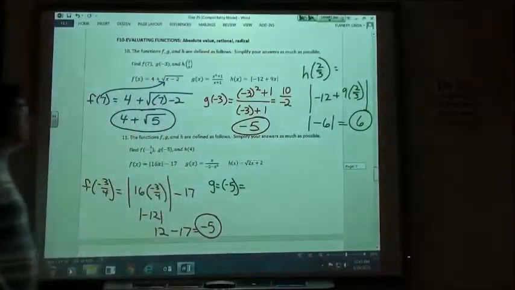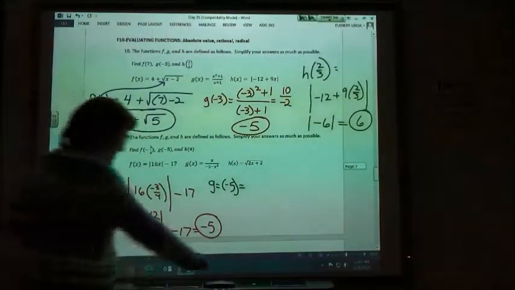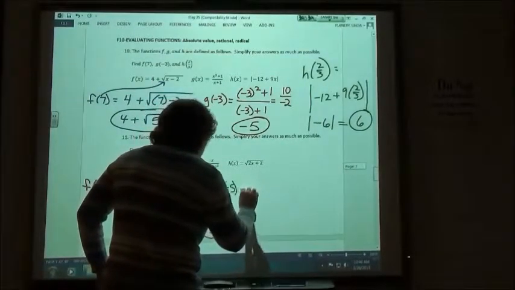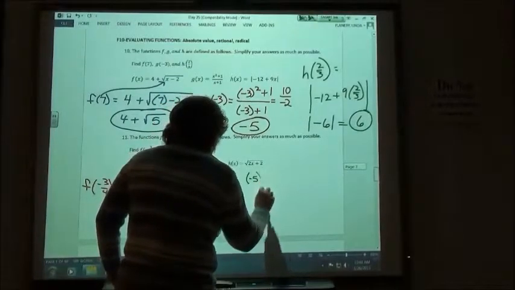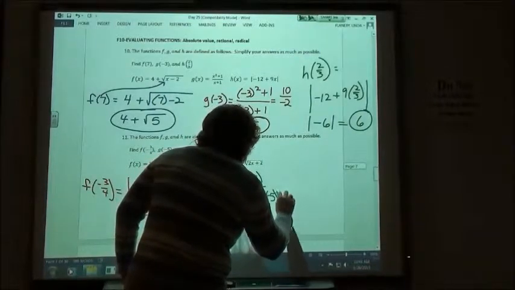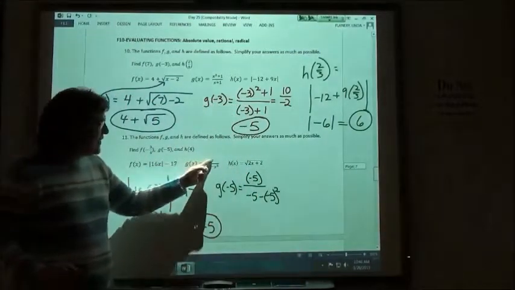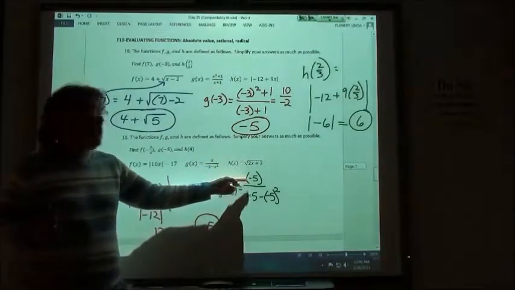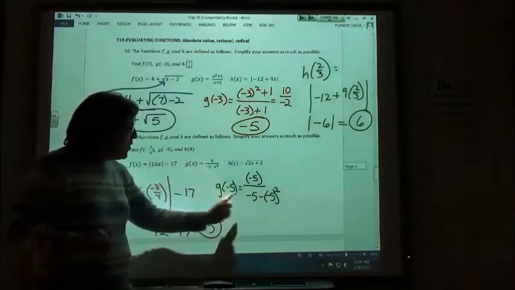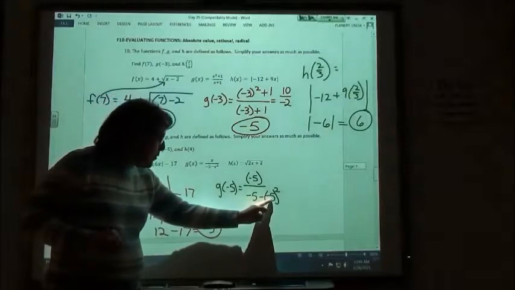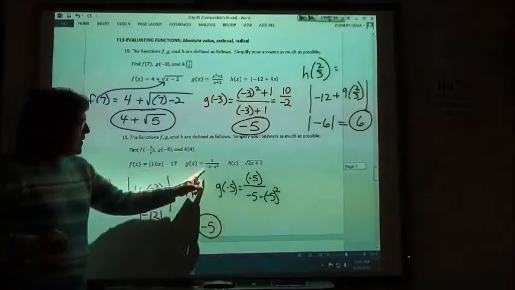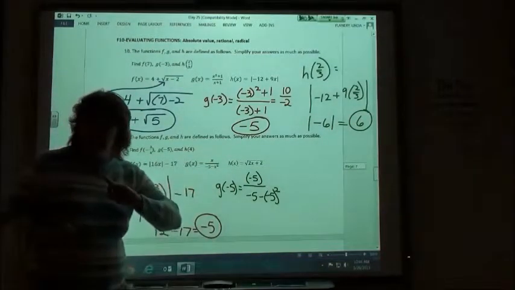So, how am I going to write that one? g of -5 equals -5 over -5 minus (-5) squared. Technically, you've got this -5 on top. You wouldn't have to have the parentheses since there's nothing else there, but we should probably put them there. On the bottom, we have -5 minus, in parentheses, -5, and then the square.